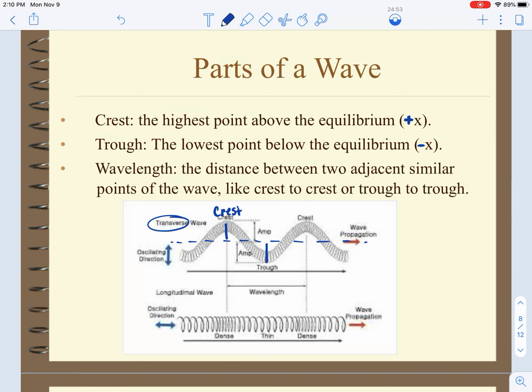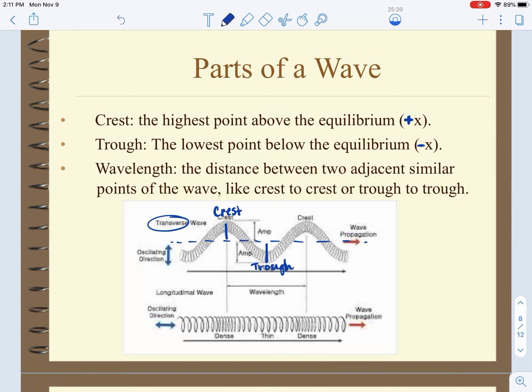And if we were to measure our amplitude on the negative side, then we would call the location of that negative amplitude the trough. And both of these are going to be locations of maximum displacement. We just give a specific name for the highs and the lows. Notice that amplitude is only measured from the midline, okay? And then it says wavelength is the distance between two adjacent similar points of a wave.